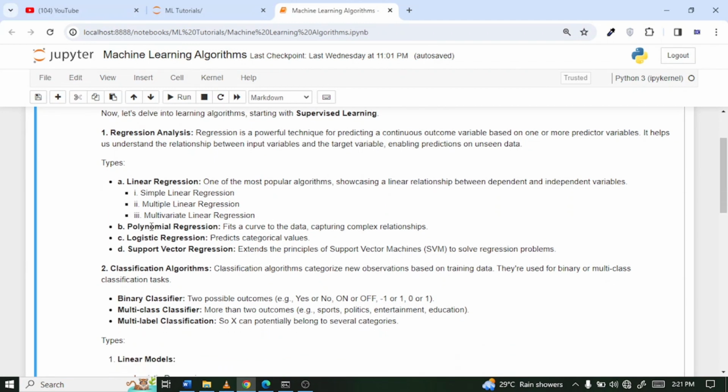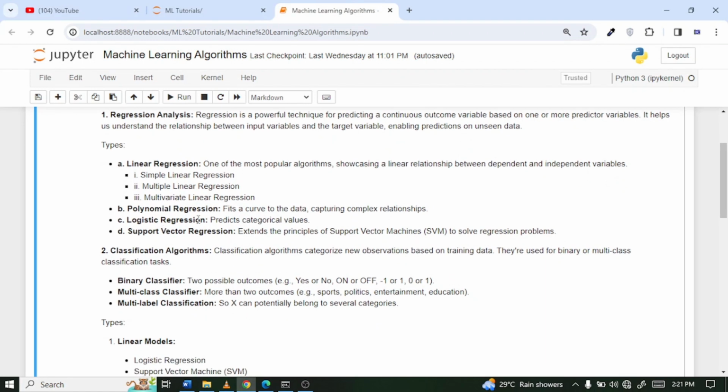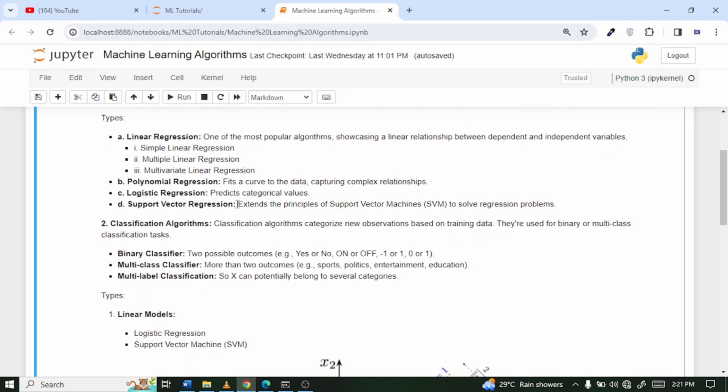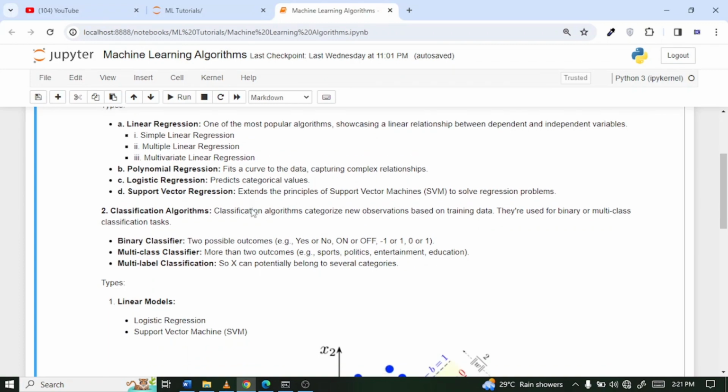Now let's move on to polynomial regression. With this one, the relationship between the dependent variable and independent variable is not linear. Okay, so it's to the degree of power n, the nth term, which could be power 2, 3, 4, and above. Okay, we also have logistic regression for predicting categorical variables or values. We also have support vector regression, which takes the principles from support vector machine and uses them to solve regression problems.